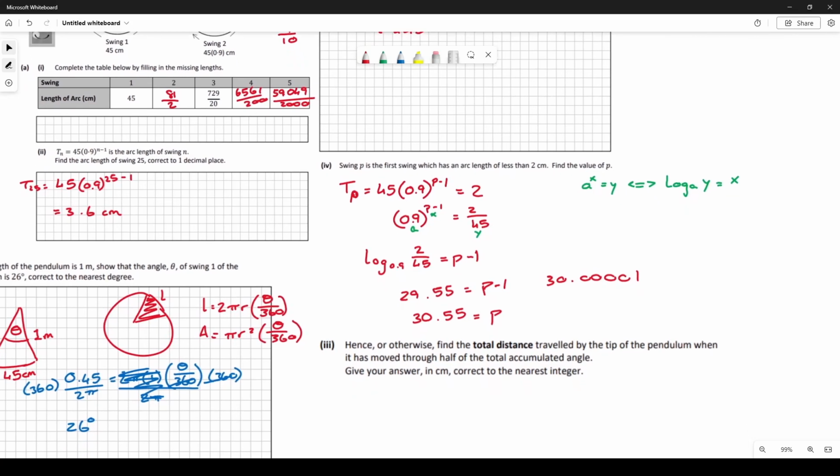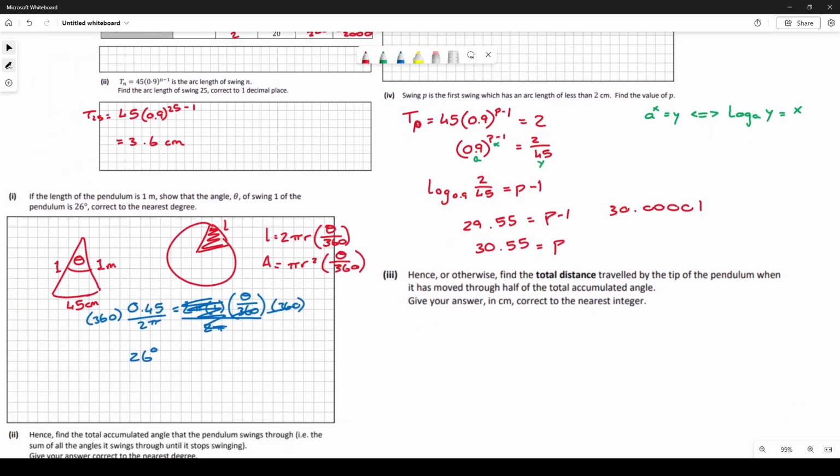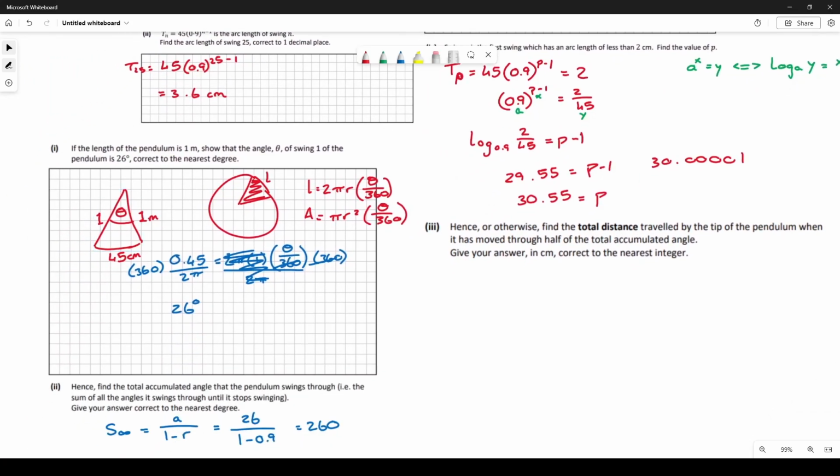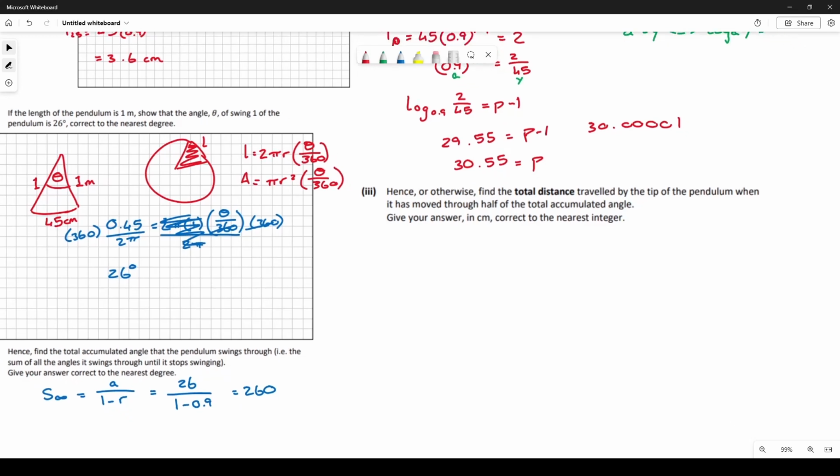So all you would do is, it was kind of a trick where, in the same way what I said, if it's 90% at the bottom, it's 90% here. They kind of said if it's half of the angle here, it's just half of the distance. So what we have to do is do S infinity for the amount of distance it travels through, which would be 45 over 1 minus 0.9.